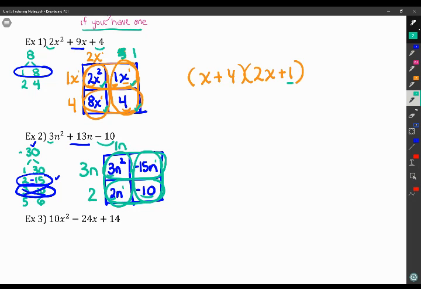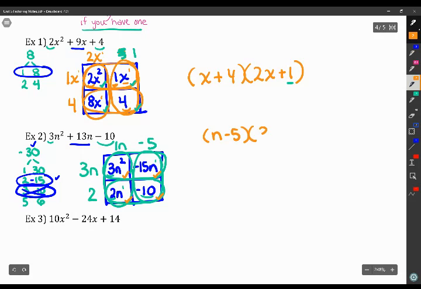Now, another thing you can do is just go backwards. I know that this is a 2 on this end. So negative 10 divided by 2 makes negative 5 up here. That's another way to check it, or to find your value. So 3n times 1n is 3n squared. 3n times negative 5 is negative 15n. 2 times 1n is 2n. 2 times negative 5 is negative 10. So that all worked out. So we get n minus 5 and we get 3n plus 2 as our solution.